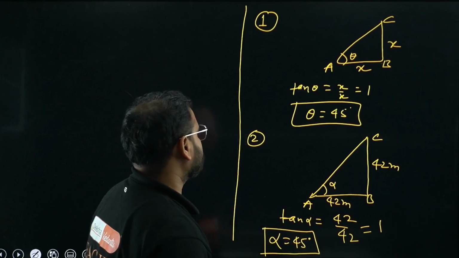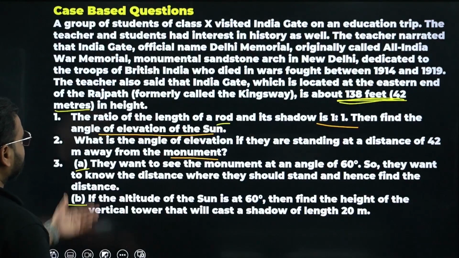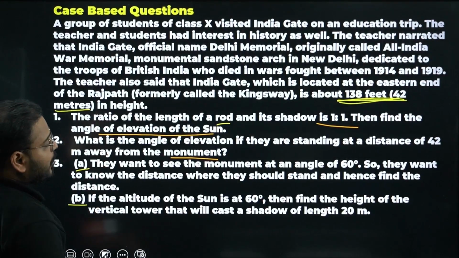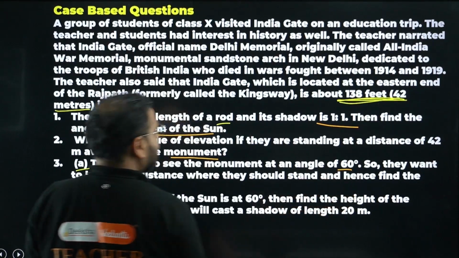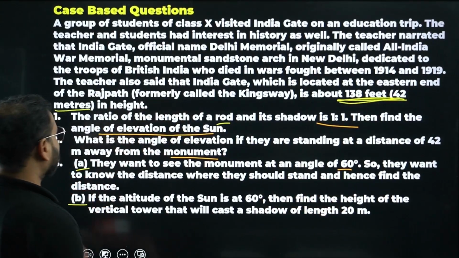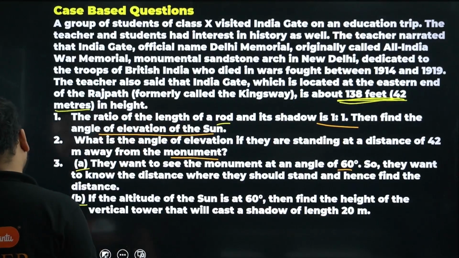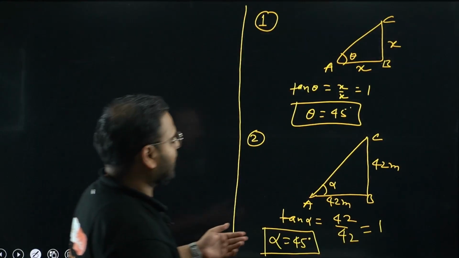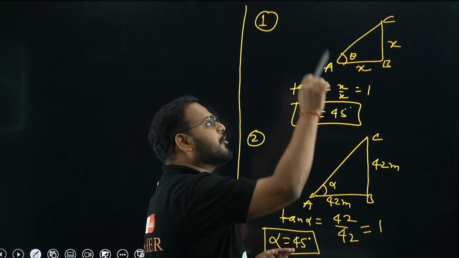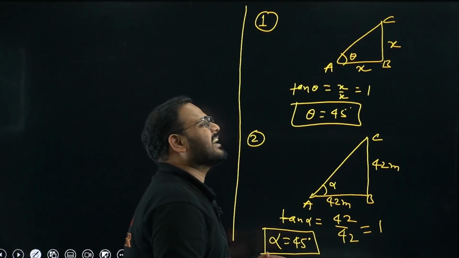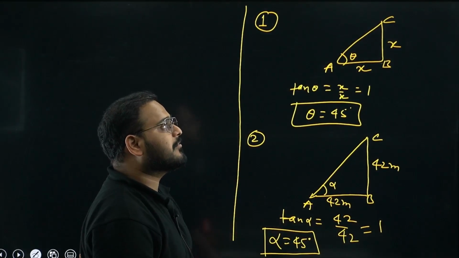45 degrees. Okay, question 2 is done. Please check. They want to see the monument at an angle of 60 degrees. So they want to know the distance where they should stand, and hence we find the distance. Right now they are standing here looking at a 42 meter tall building, standing at a distance of 42 meters. Great, but if they're looking to find what?